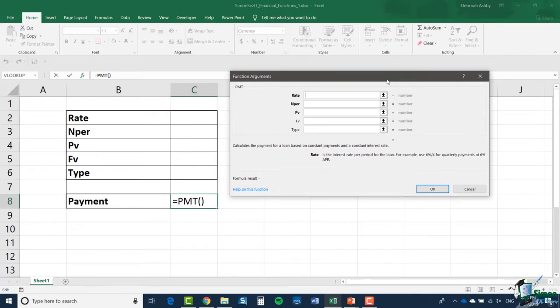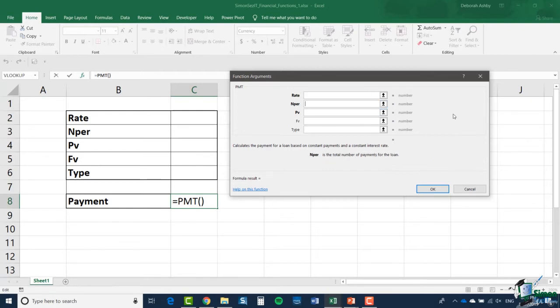Now, the first term is rate, and this is the interest rate per period for the loan. One important thing to bear in mind with Excel and the payment function is that it doesn't always have to work in years or any other specific unit. So if you're trying to work out monthly payments, you need to put in here the monthly interest rate. And look at the example there. Use 6% divided by 4 for quarterly payments at 6% APR. So that's how you can enter an interest rate for a period other than an annual period.